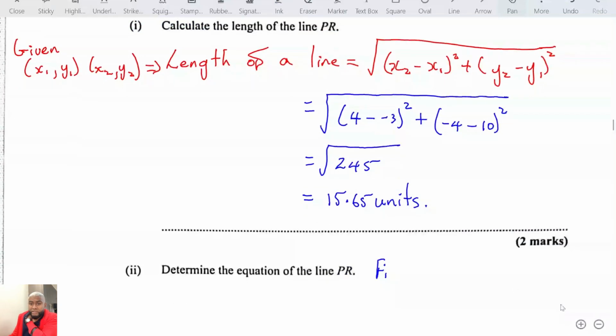Right, so for the equation, my hint is to find the gradient, which is commonly m, first.